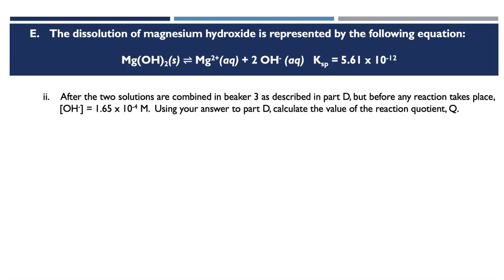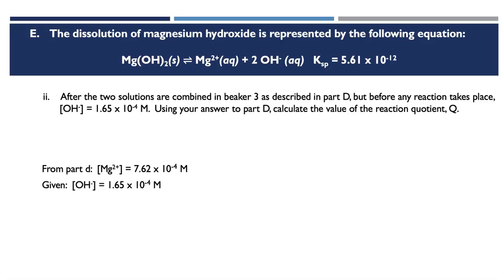And we're going to continue here saying after the 2 solutions are combined in beaker 3, as described in part D, but before any reaction takes place, we're given a hydroxide ion concentration of 1.65 times 10 to the minus 4th molar. Using your answer to part D, calculate the value of the reaction quotient Q. Now, the reaction quotient Q is my ratio of products to reactants at any given moment, and Q can change. Now, we knew from part D, we had a magnesium ion concentration that we had calculated. Whatever answer you had in part D, you need to use here. So they're daisy chained together.